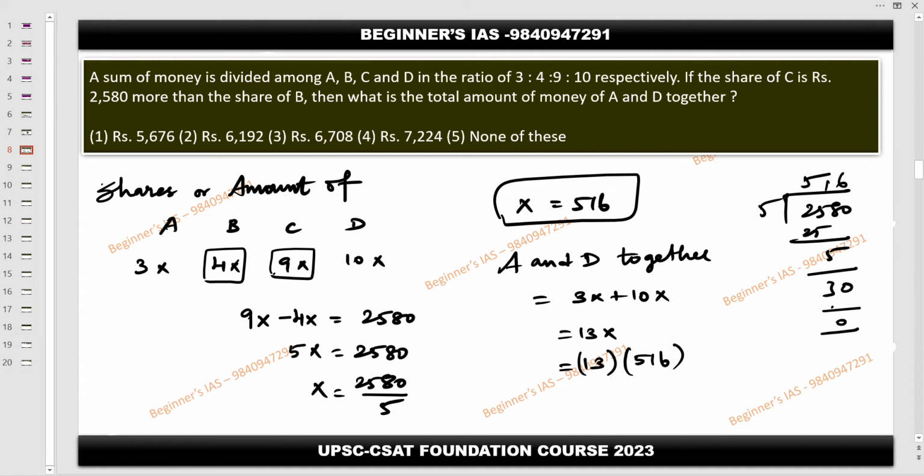Yes, with the option itself you can go right. None of these is also possible, but one option will be there with respect to 8, that is, the unit place is 8. So therefore here the answer is 6708.